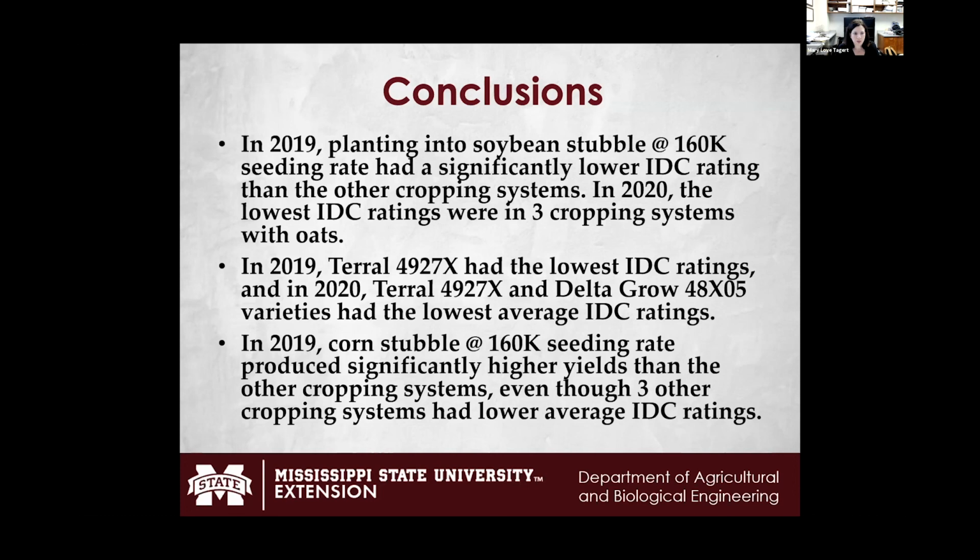And then also, in 2020, even though the Terrell variety was the best yield, the Delta Grow 48X05 was number 2 behind that. In 2019, the corn stubble cropping system planted at 160,000 seeding rate produced significantly higher yields than the other cropping systems, even though 3 other cropping systems had lower ratings.